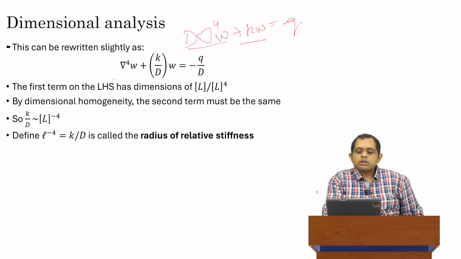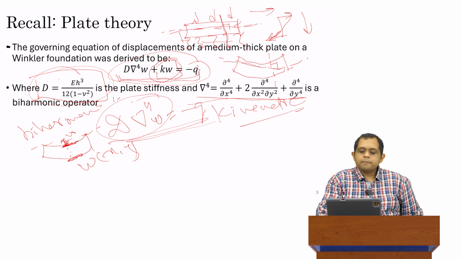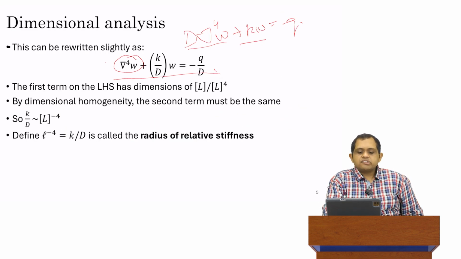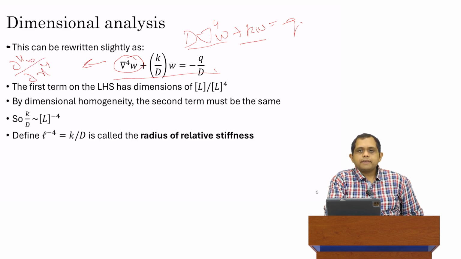So when I divide it out, I get this equation over here. Let's consider this term over here, del power 4 w. Now, del power 4 w, as I had shown 2 slides ago, is basically this operator, which I've highlighted over here. Let me just look at the first term of this. So the first term of this is going to be del power 4 w divided by del x power 4.